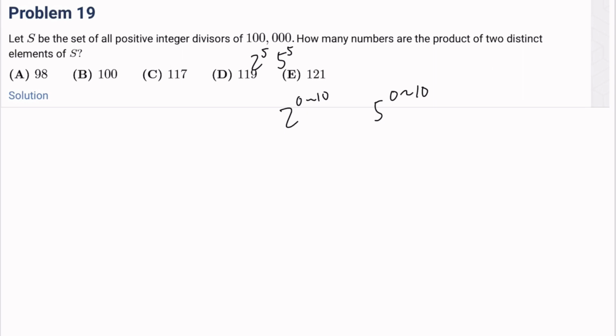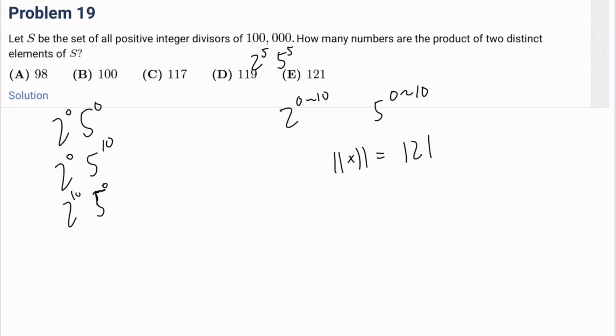So we want the numbers that are the product of 2 distinct elements of S, and so we have to multiply these two. So this is 11, and this is 11 possibilities each. So that's 11 squared. So 11 times 11 equals 121, right? But then that's not all, right? Because we have 2 to the 0 and 5 to the 0 in there. We also have 2 to the 0, 5 to the 10 in there. We also have 2 to the 10, 5 to the 0 in there. And we have 2 to the 10, 5 to the 10 in there, right?